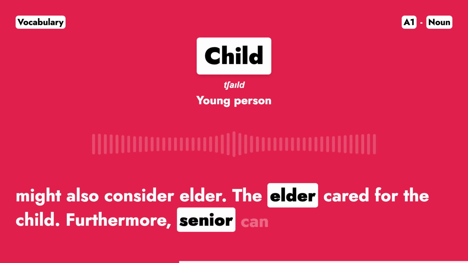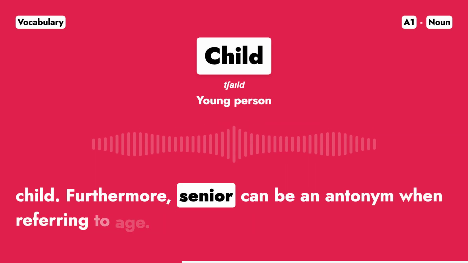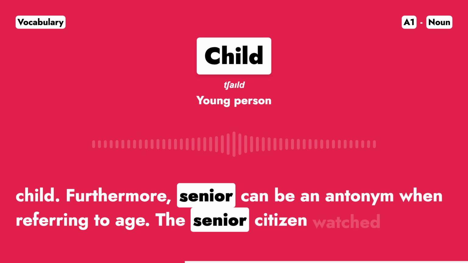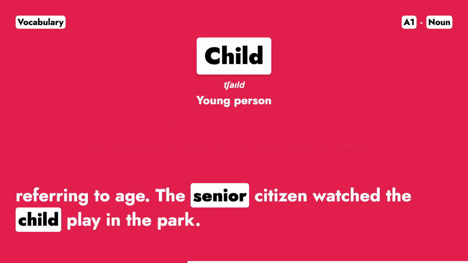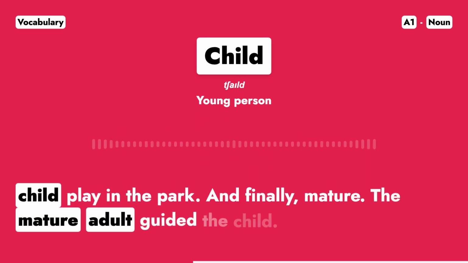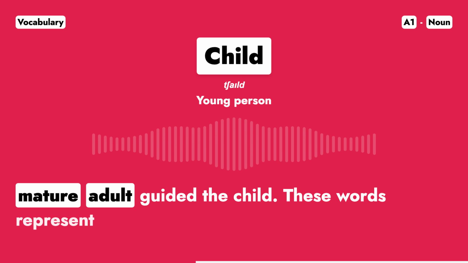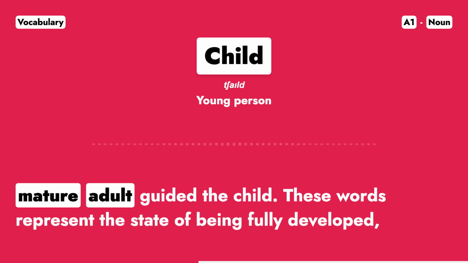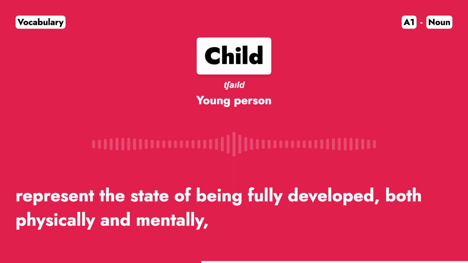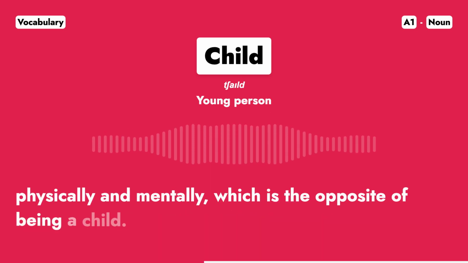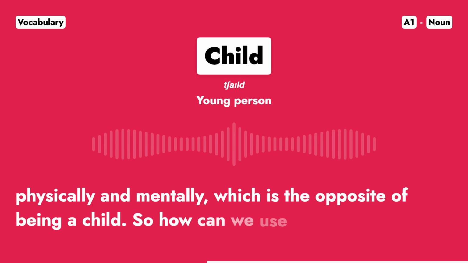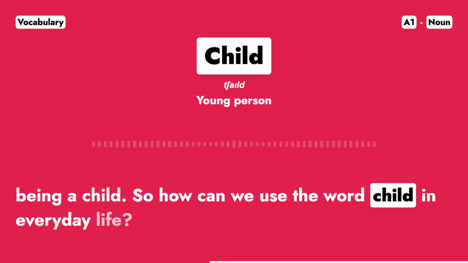Furthermore, senior can be an antonym when referring to age. The senior citizen watched the child play in the park. And finally, mature. The mature adult guided the child. These words represent the state of being fully developed, both physically and mentally, which is the opposite of being a child. So, how can we use the word child in everyday life?